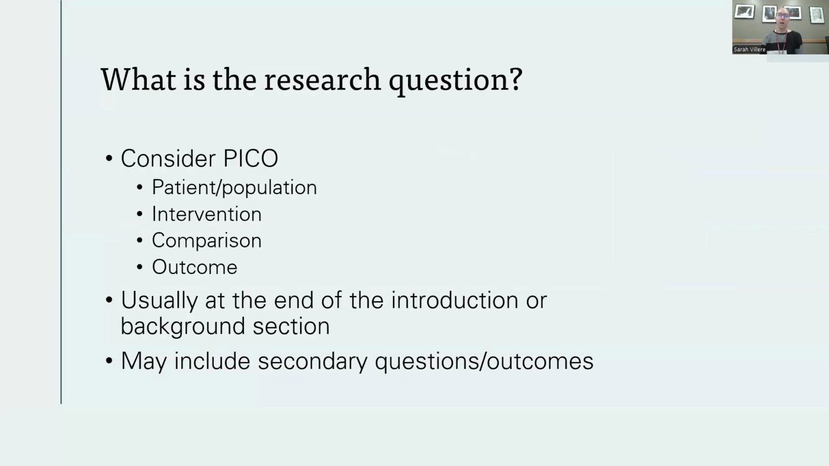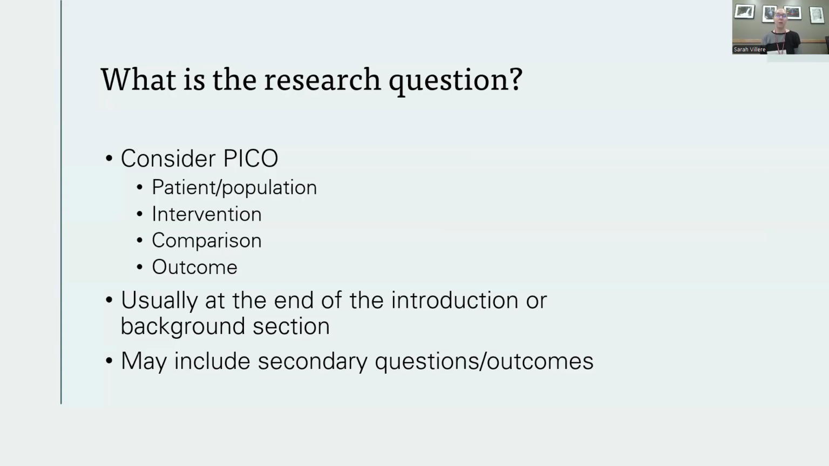So the first thing you want to look at is, what is the research question? Does this study address a clearly focused question? And what is it? Why was the study done? So think about your PICO elements. What's the population, the intervention, the comparison, the outcome? This can usually be found at the end of the introduction or background section. And a lot of times authors may also include secondary questions and outcomes that they're looking at, but really focus on the main research question and the main outcome.